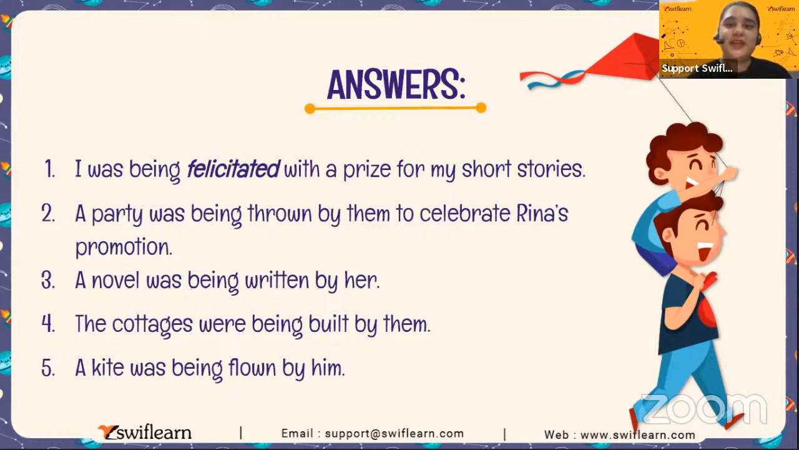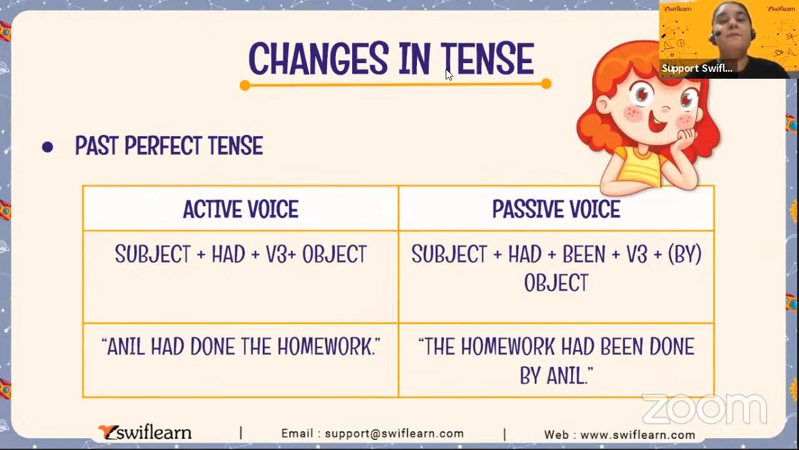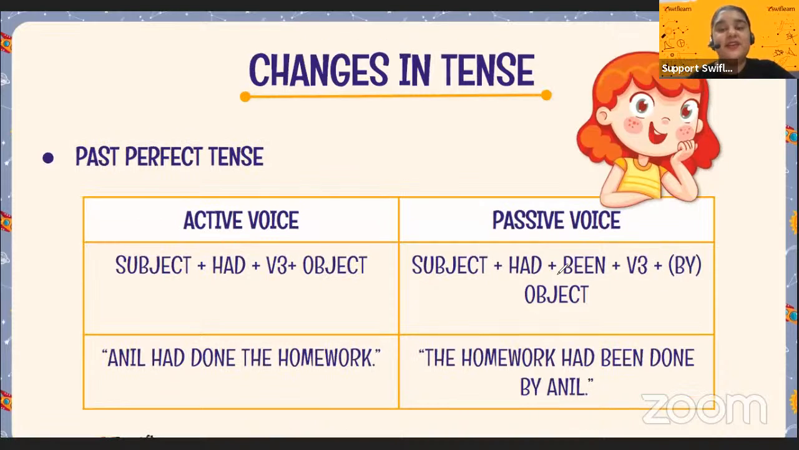Okay, now let's move to next part. So now we are having past perfect tense. So in past perfect tense, the rule is subject plus had plus verb third form plus object. So in passive voice, the rule will be subject plus had been. Okay, so we are using here had been plus verb third form by object. Clear?